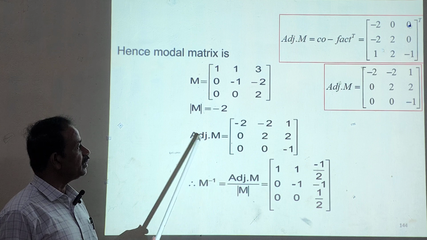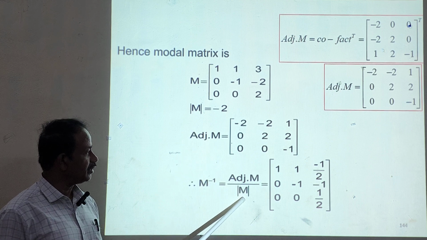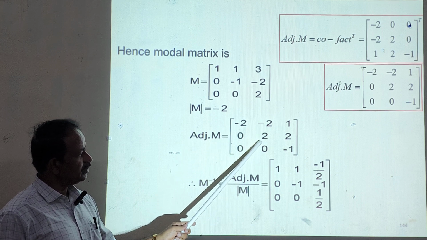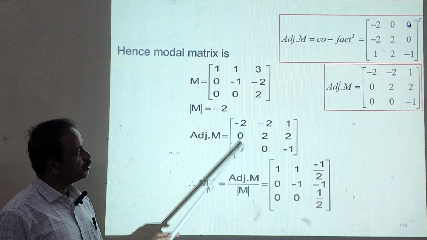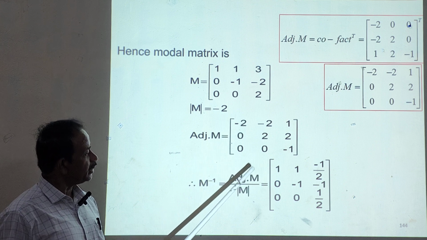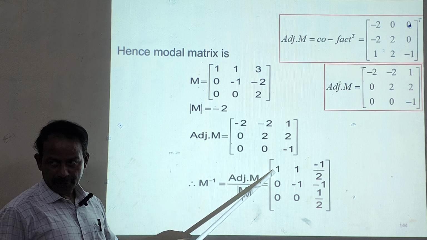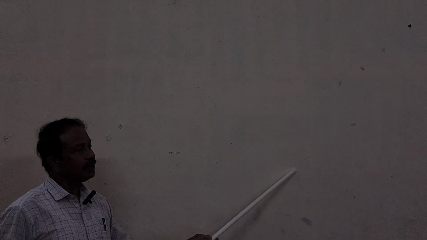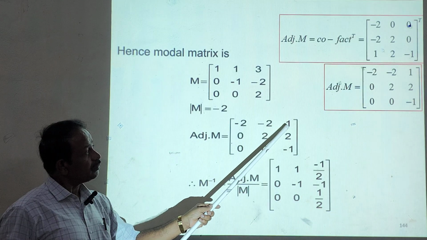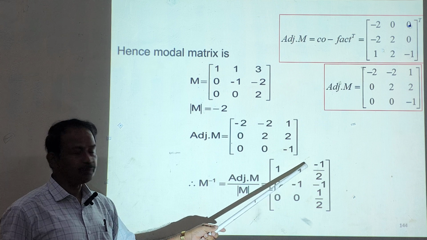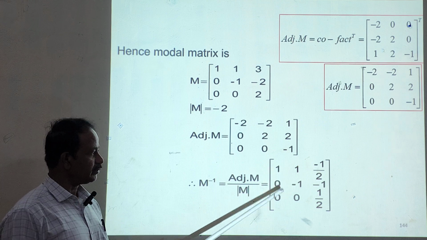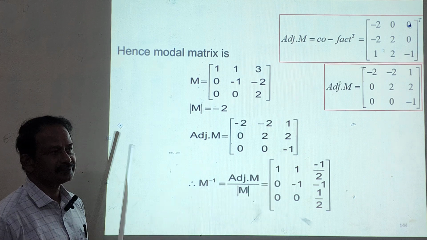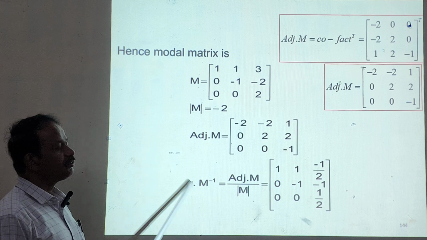So m inverse will be adjoint divided by mod m. The adjoint is here, divided by mod m, which is minus 2. So minus 2 divided by minus 2 will give you 1. Then minus 2 divided by minus 2 will give you 1. Plus 1 divided by minus 2 will give you minus 1 by 2. Is it okay? So your m inverse is this. We have found m inverse.